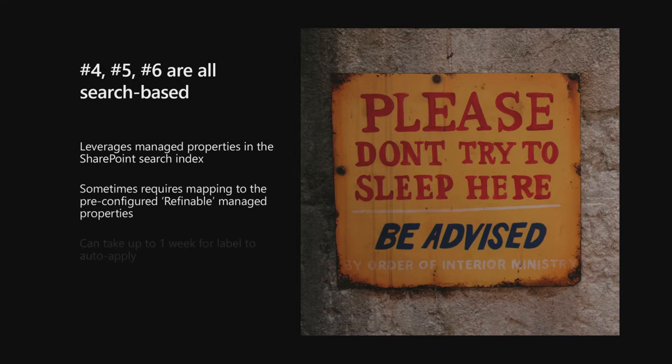Number 4, 5, and 6 are all search-based. So a little bit of a heads up about this. It helps to have an understanding of the search schema and the search index in SharePoint to work with this. It leverages something called managed properties in the SharePoint search index, and often you have to use those pre-configured refinable managed properties that are in the search schema. There's refinable dates, refinable strings, refinable ints. You sometimes have to map those up. Similar to the sensitive information type, this can take up to 7 days for the label to apply. So you need to plan ahead. This is not an instant thing.